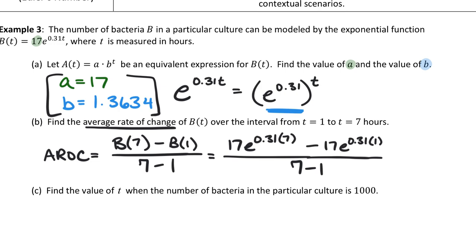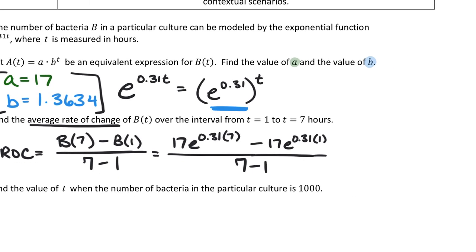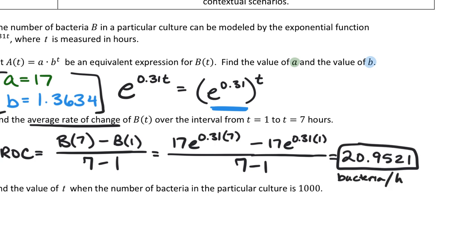All right, so once we get that out of our calculator, our average rate of change, if we round to 4 decimals, is 20.9521. Oh, you can't see what I'm writing because I left my calculator on the screen. Move. Okay, 20.9521. Normally it's just going to ask you for the number, but this is contextual, so we want to add what we're talking about.